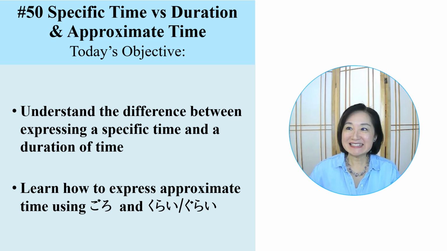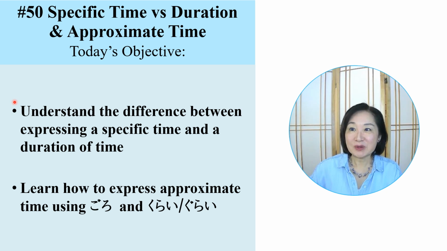In today's lesson, I will cover two important topics. One, understanding the difference between expressing a specific time and expressing a duration of time. And number two, learning how to show approximate time using the word goro or kurai. Many learners tend to mix up these concepts, but it's important to keep them separate. My goal today is to help you clearly understand these differences so you can use them correctly in conversations.